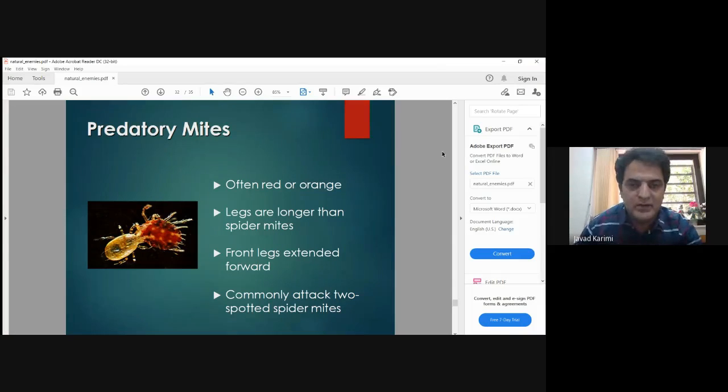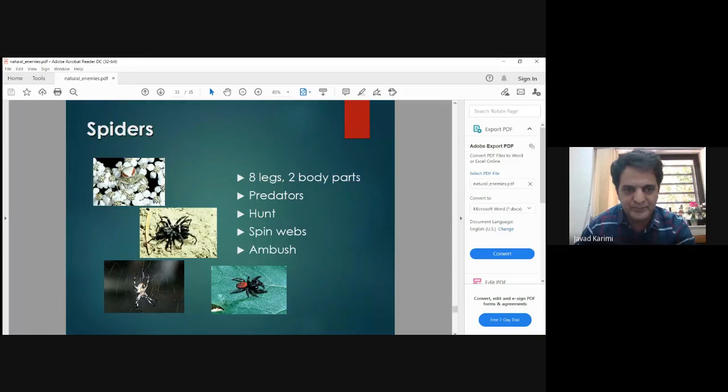Other group, other than insect, we have some predator. For example, predatory mite. We have some predatory mite which apply as biological control. Most important family are phytoseiid family, which use against the other type of mite in the greenhouse. And also there are some spider which act naturally in the environment. You can see here different type of spider which act in the field naturally and prey on different insects.